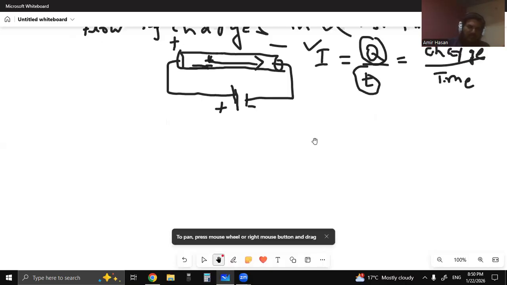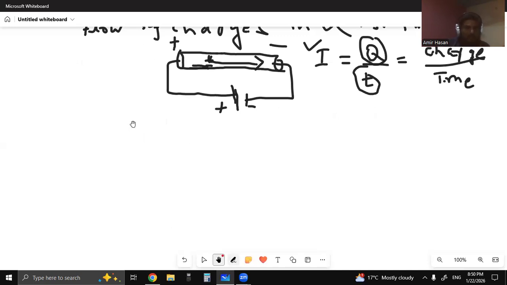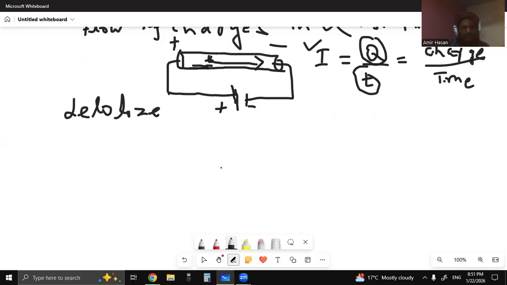Secondly, the charges in a conductor are mostly delocalized electrons moving. These delocalized electrons are responsible for the movement of current. Mainly the free delocalized electrons and positive atoms are responsible for electrical conductivity.